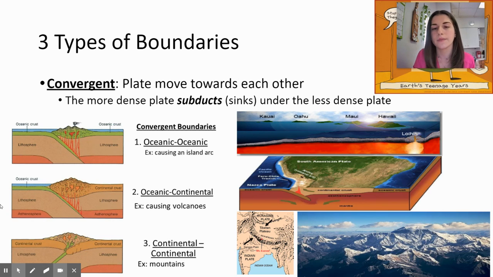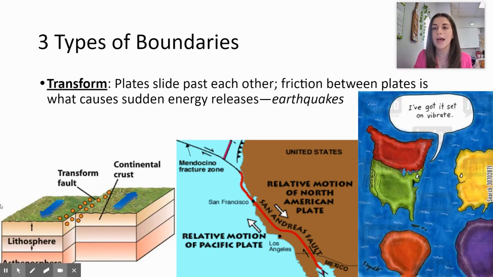Awesome. Okay, so the last kind of boundary is transform boundaries. And this is when plates slide past each other and create friction between the plates, which can cause a sudden release in energy, which causes earthquakes.